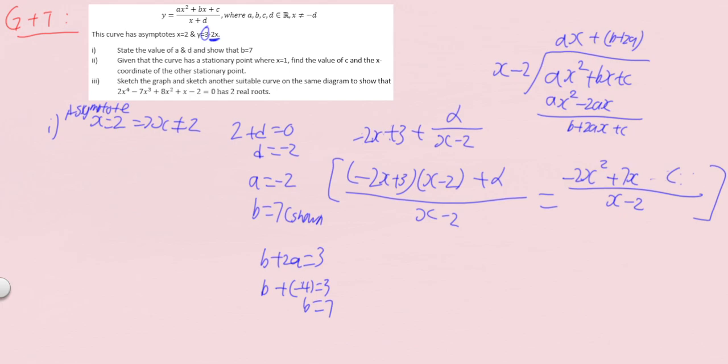Alright, now we move on to part 2, where we are finding the value of c and the coordinates of the other stationary point, considering that we already know the stationary point occurs at x equals 1. So what we can do here is apply the idea of stationary points, right? We have a equals minus 2 and d equals minus 2 as well.